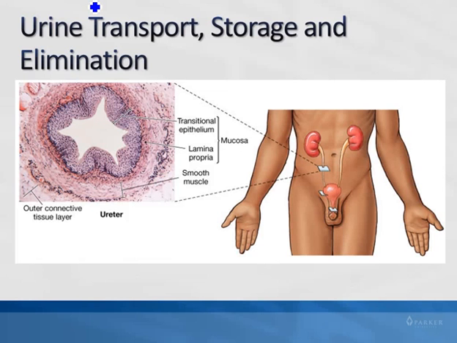So I have urine that just emptied into the ureter. What's it going to do? What's it going to do to the smooth muscle? It's going to stretch it. What will smooth muscle do if you stretch it? Contract. Why would I want it to contract? You want it to move down to empty into the bladder.